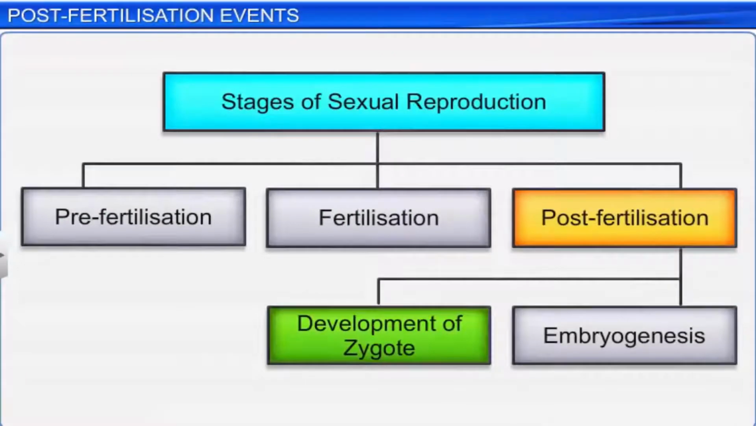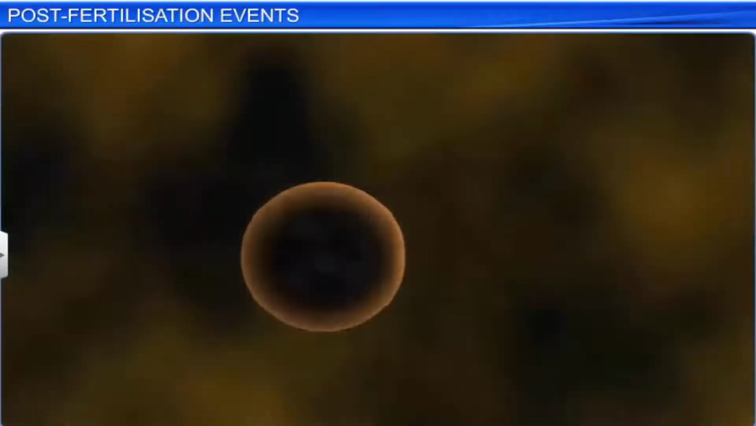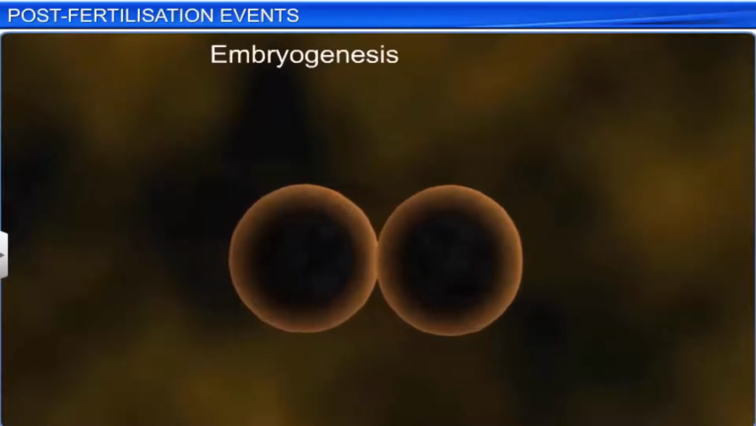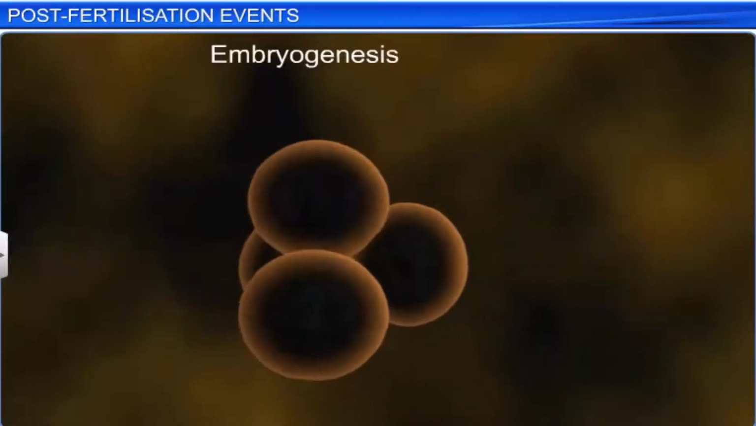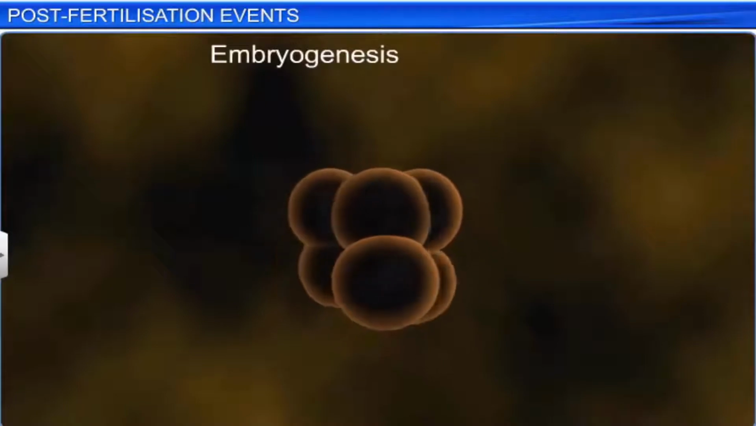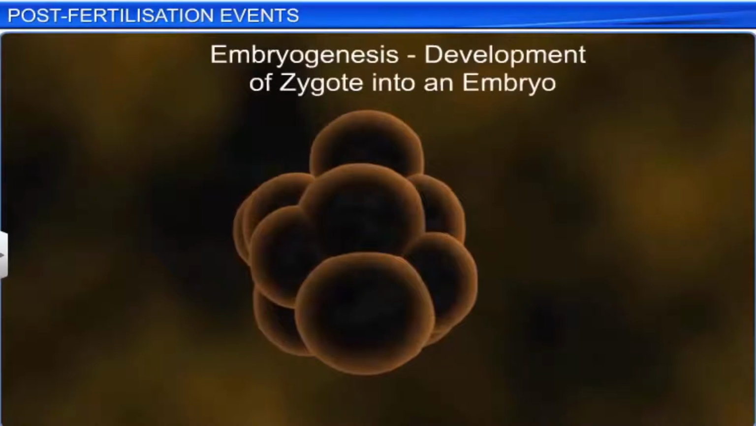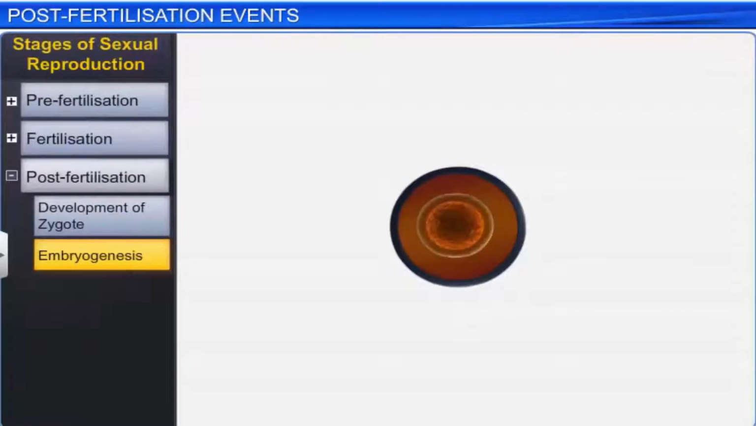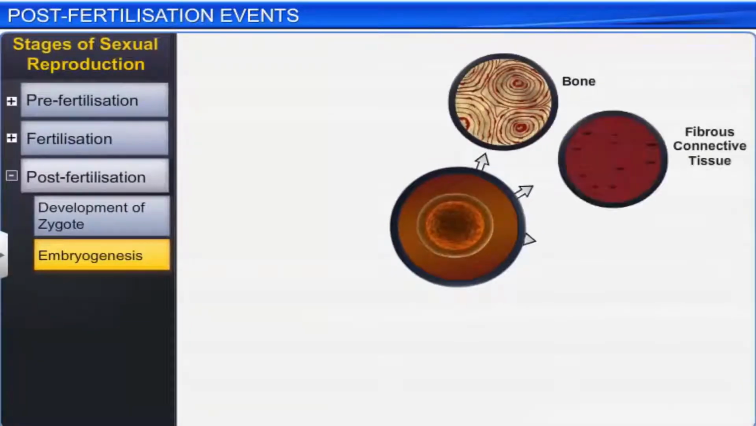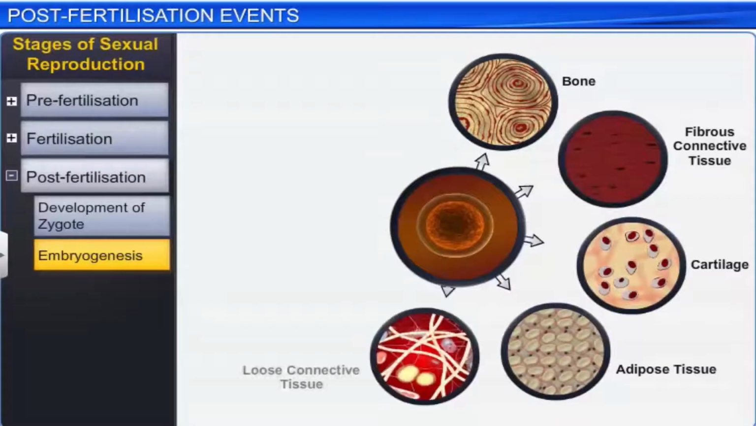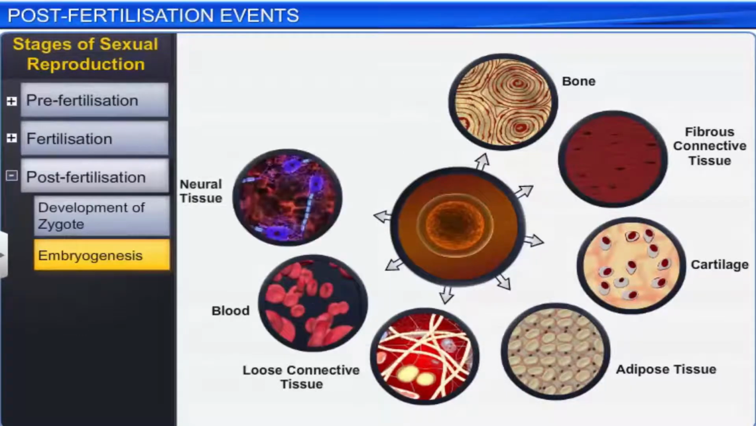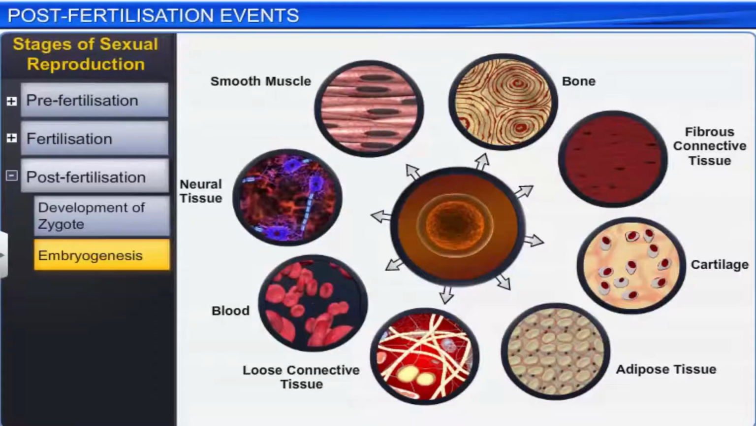After the initial development, the zygote slowly starts metamorphosing into an embryo through a process known as embryogenesis. During this process, the zygote starts to divide mitotically, which results in an increase in the number of cells. Simultaneously, the zygote also undergoes cell differentiation, a process during which groups of cells go through modification to form different tissues and organs.